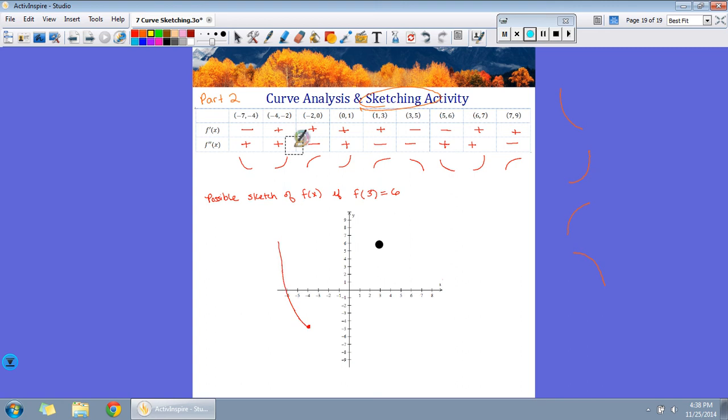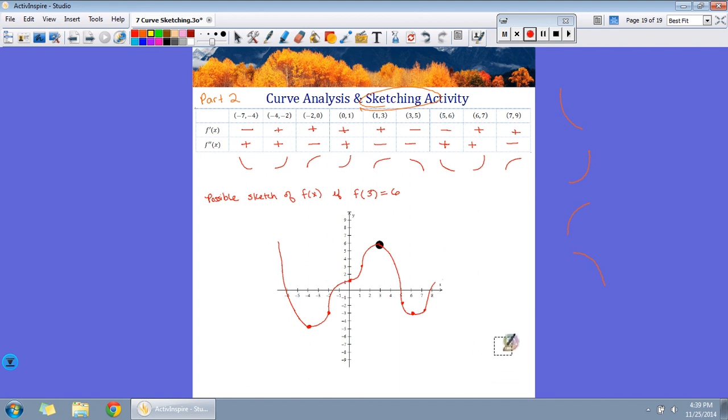Then from -4 to -2, we need to have this shape, increasing concave up. From -2 to 0, increasing concave down. From 0 to 1, increasing concave up. From 1 to 3, increasing concave down. From 3 to 5, decreasing concave down. 5 to 6 is decreasing concave up. 6 to 7 is increasing concave up. And 7 to 9 is increasing concave down.